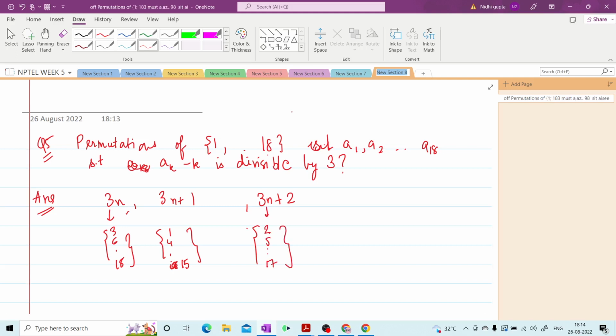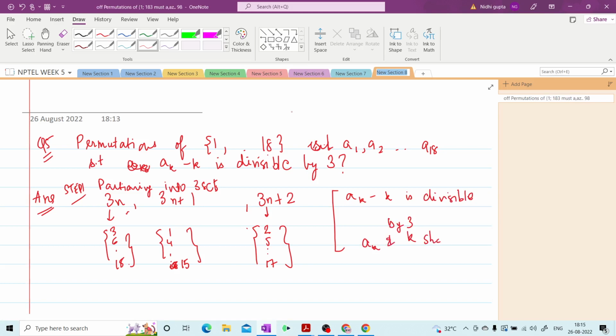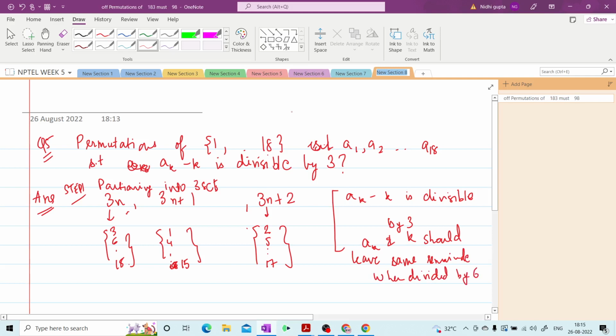So the first step was partitioning this into 3 cells. And why did you partition it like that? Because for any two numbers I select, the difference has to be divisible by 3. Yes, because the remainders remain the same there. We need Ak minus k to be divisible by 3, therefore Ak and k should leave the same remainder when divided by 3. Very good. And now we have to find the permutation.